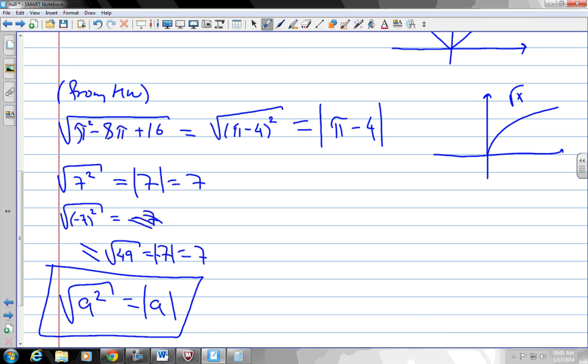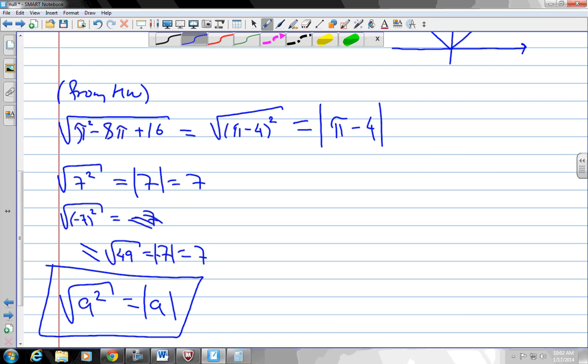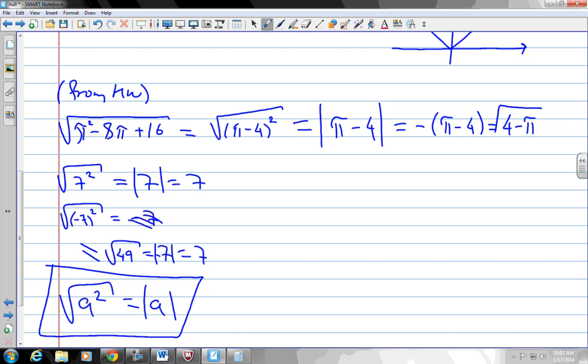Oh yeah, but we can keep going, right? Because now we can take the absolute value. You have to judge, is pi minus 4 positive or negative? Negative. Pi is less than 4, right? Pi is 3 point whatever, so pi minus 4 is less than 0. To make it positive, multiply by negative 1, so that really becomes 4 minus pi. So that's the answer. No absolute values, no radicals. And it comes out positive.